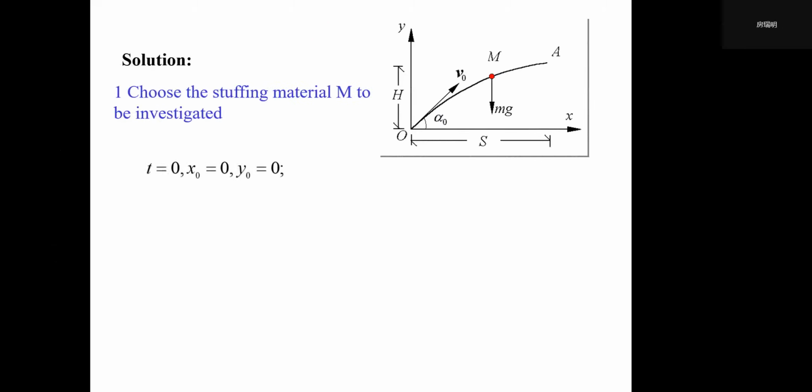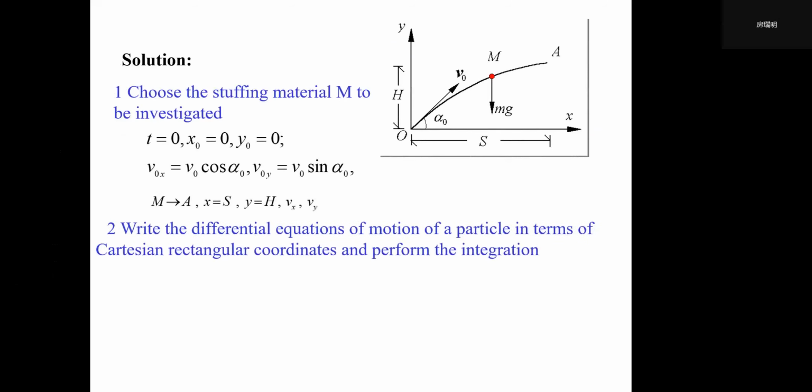So let's see the answer. Our solution is, first, we choose the stuffing material M to be investigated. So it is a particle, right? So when t equals 0, x0 equals 0, y0 equals 0. So V0x is the initial velocity V0's x component, V0y is its y component. And when M reaches the position A, our x should be S, right? And the y should be H. Then it can finish its requirement, right?